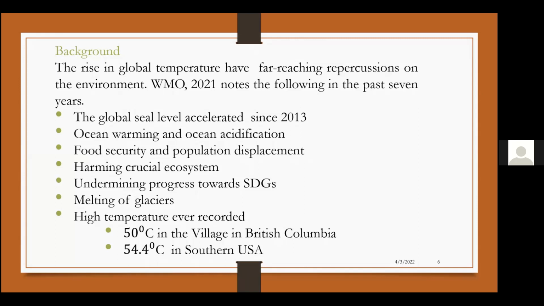But key indicators have shown us that there is an ever-increasing rise in temperature. As we can see, 50 degrees Celsius was recorded in a village in British Columbia. This is a very high temperature. And in southern USA, 54.4 degrees Celsius was recorded. This is very, very high, higher than the boiling point.